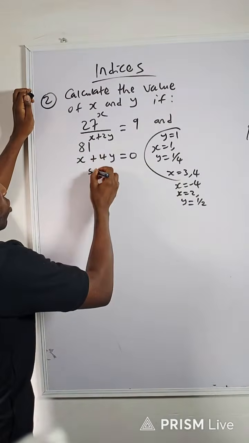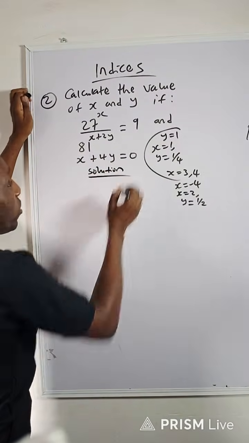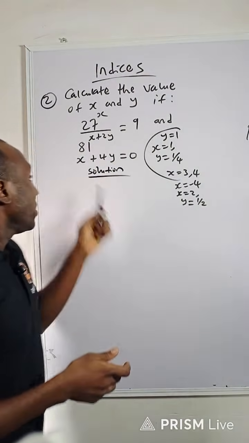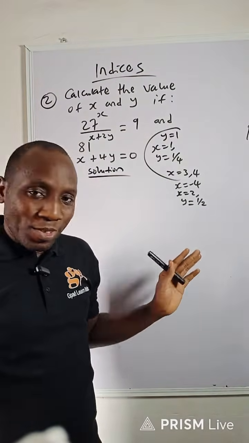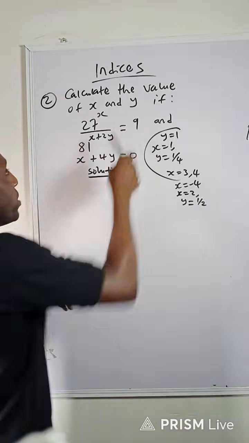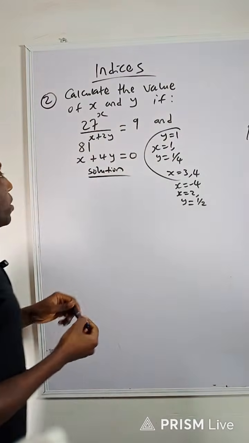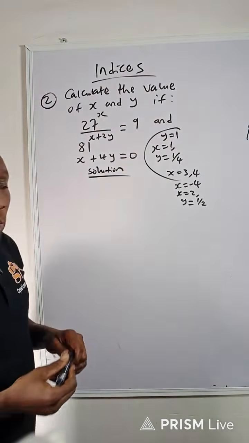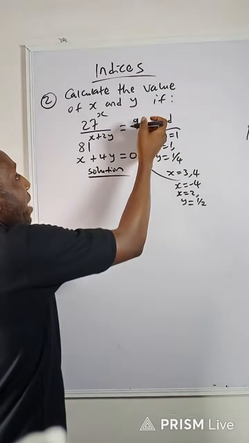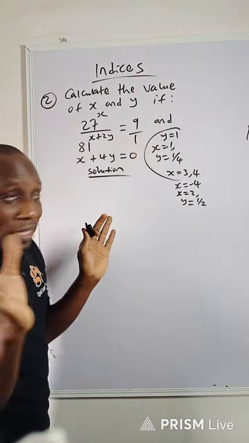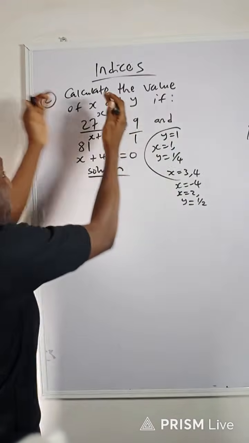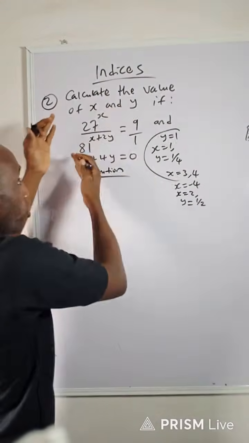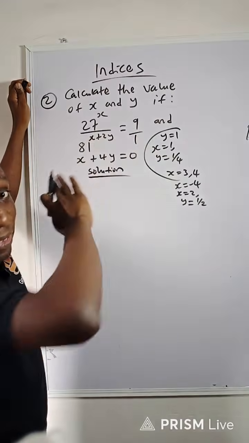Now, let's go. Solution. So the good thing about this question is that the second equation is already linear. So no stress. All we need to deal with now is the first equation. Now, there are different ways we can do this. But what I want to do, I'm going to write 9 as 9 over 1. I've not done anything. So I will cross multiply. There are different ways you can decide to apply the law of indices here, but I do just want to cross multiply.